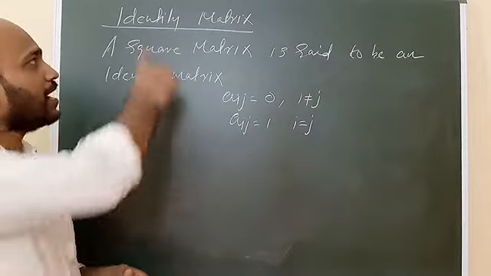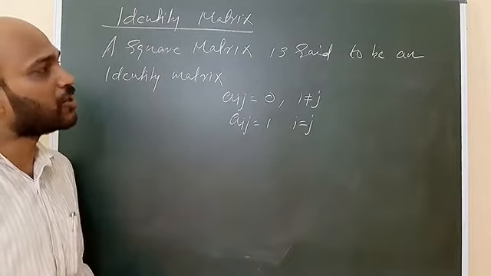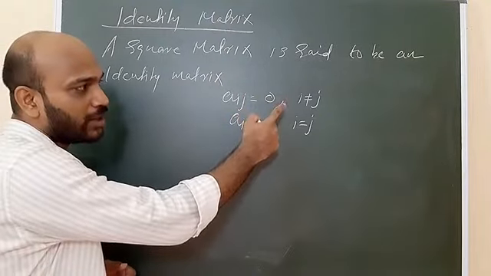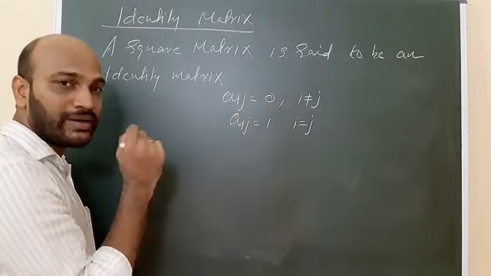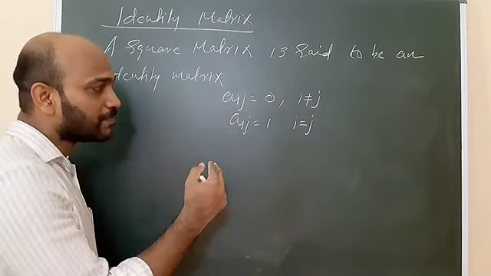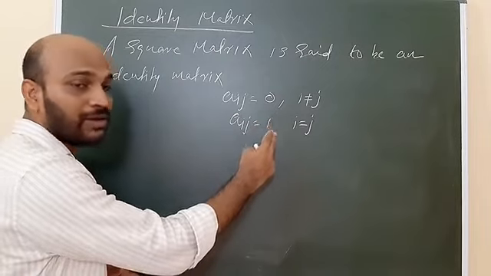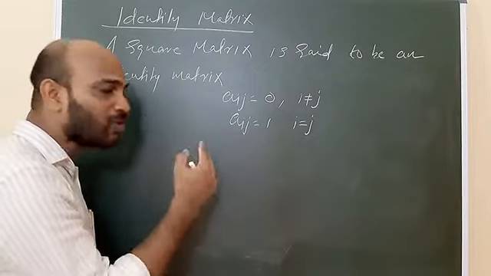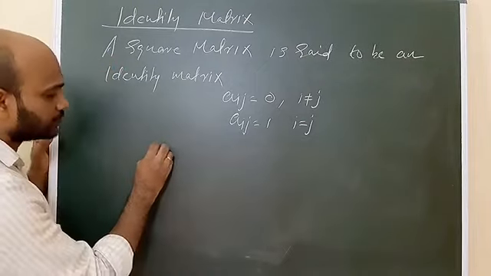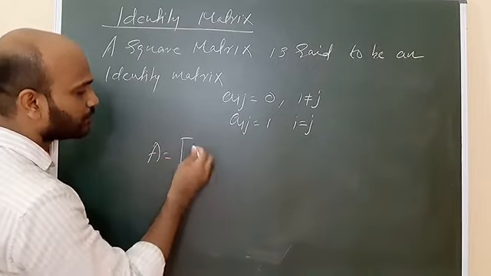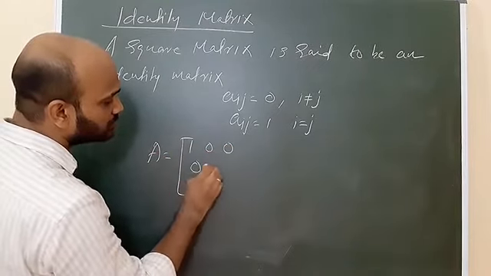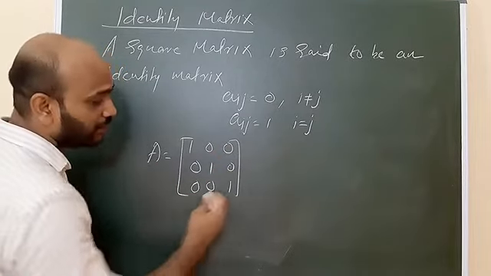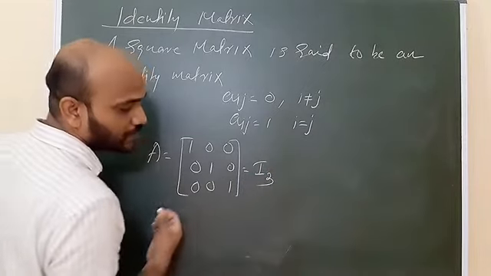Next type, identity matrix. A square matrix is said to be an identity matrix if Aij equal to 0 for i not equal to j, meaning all non-diagonal elements should be 0, and Aij equal to 1 for i equal to j, meaning all diagonal elements should be the same and equal to 1. For example, A equal to 1 0 0, 0 1 0, 0 0 1. This is the identity matrix of order 3. We denote it by I3.